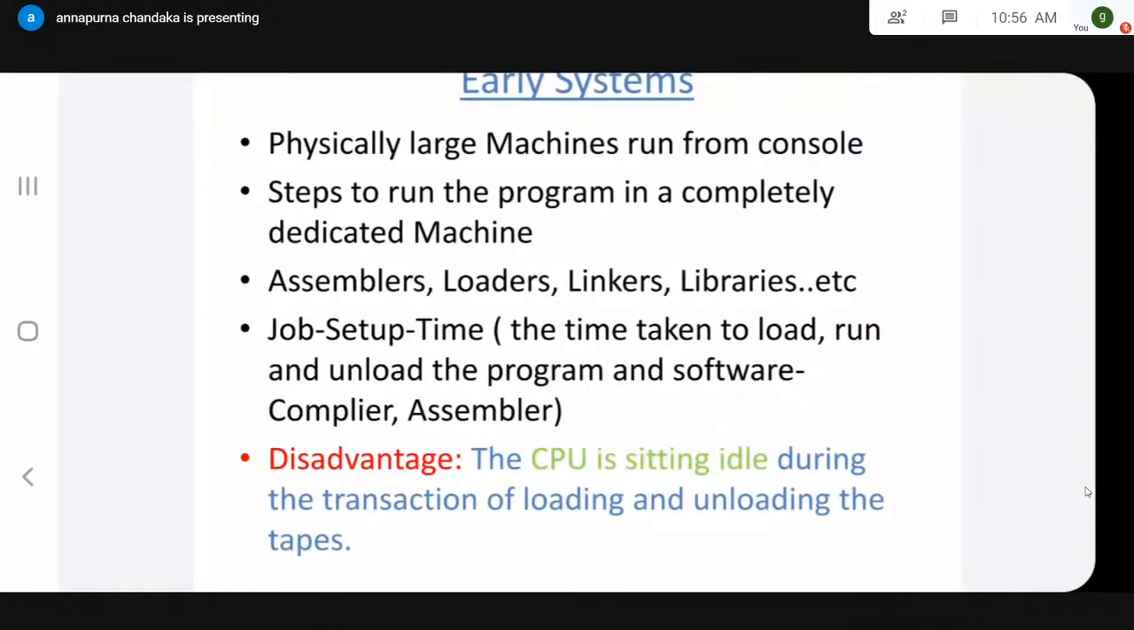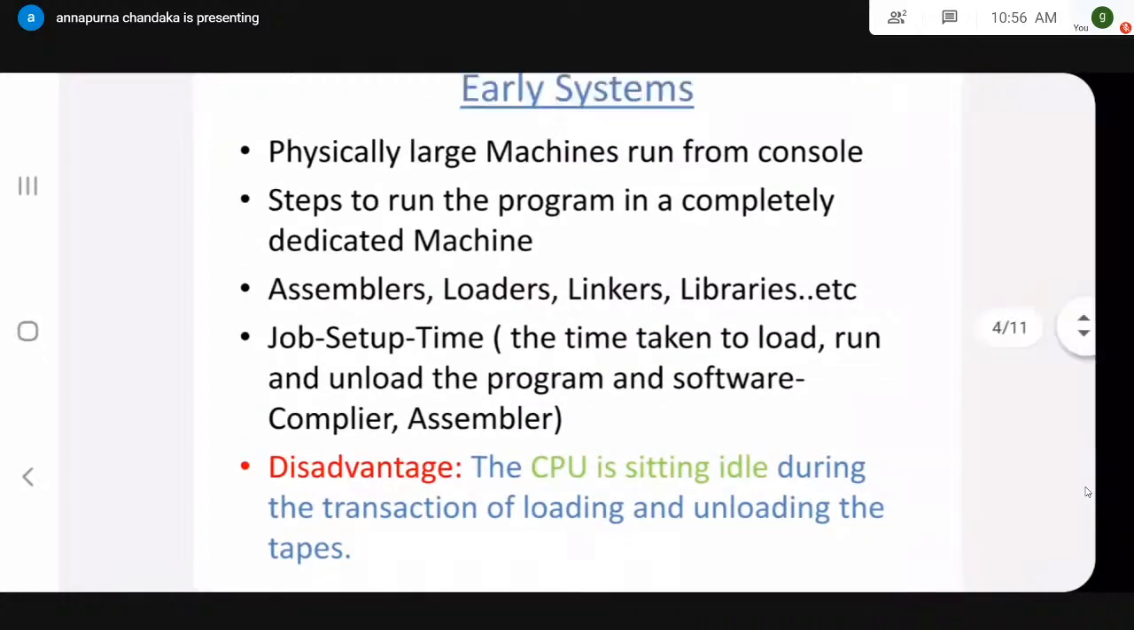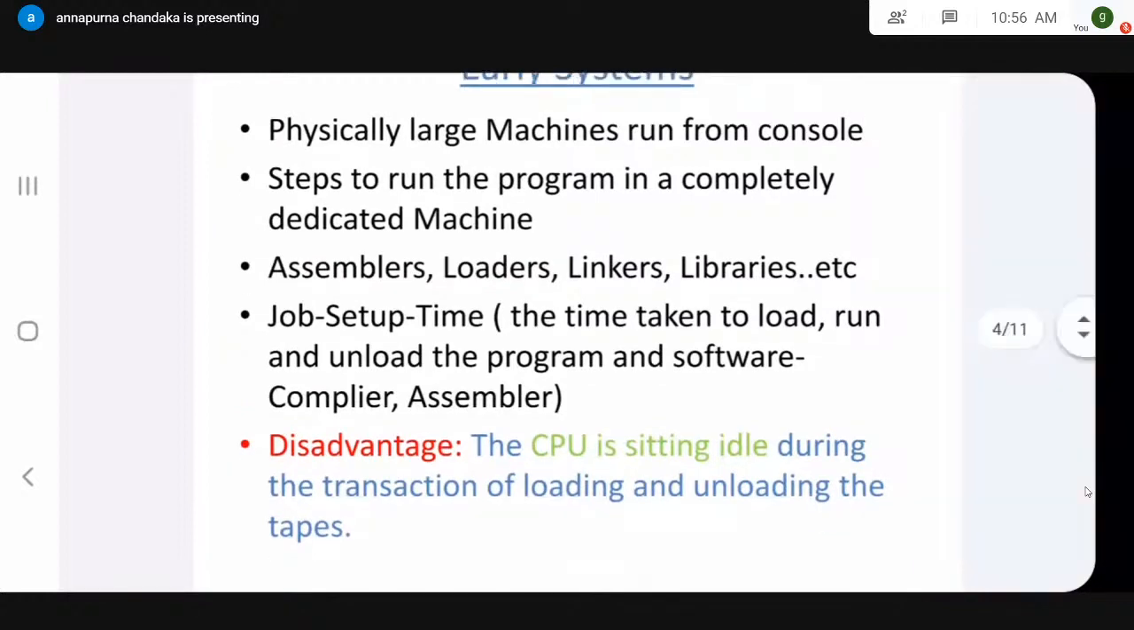Before assemblers, loaders and compilers were invented, we saw how the user ran the program. Now that assemblers, loaders and linkers are invented, what are the various actions taken by the user in order to run a particular program? Now we are going to see. These assemblers, loaders, linkers and compilers were available on tape drives. In earlier days, all these softwares were available on tape drives.